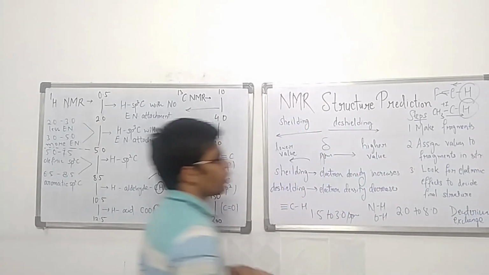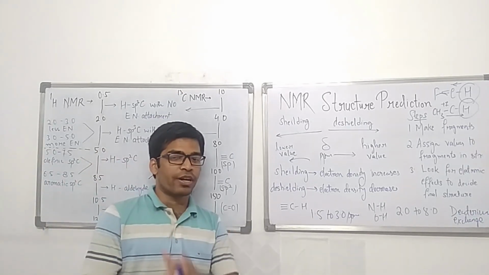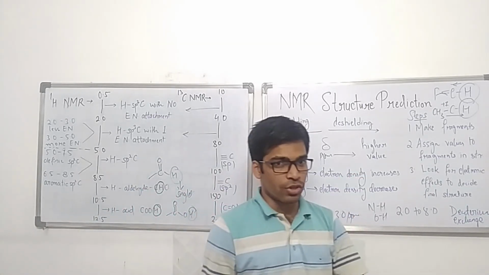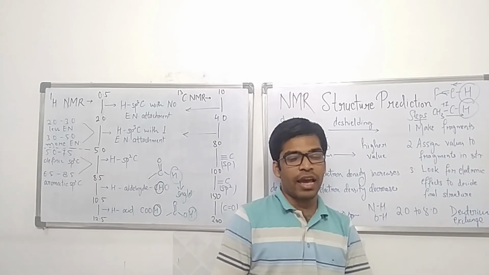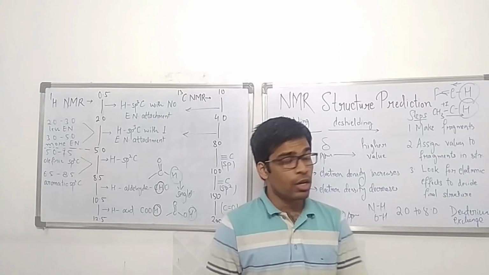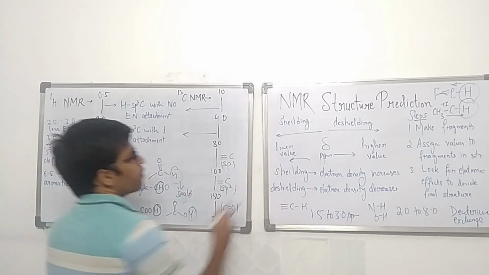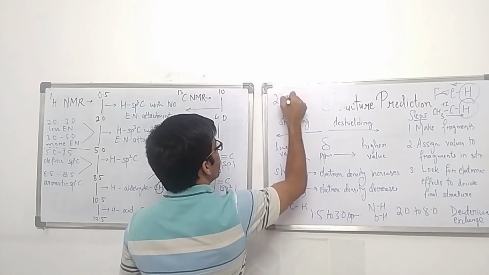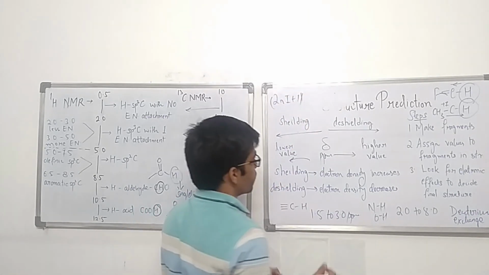Now suppose you are given data and you are given 4 structures and you are asked to predict the structure. So what will you do? The first step is to make fragments from the structures. Say suppose it is given that 2 hydrogens have a triplet, 3 hydrogens have a triplet and 2 hydrogens have a quartet. Before that, one more thing: we know the formula 2nI plus 1. This gives the multiplicity of the signal.